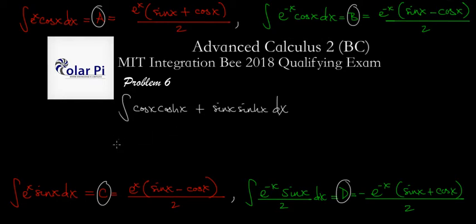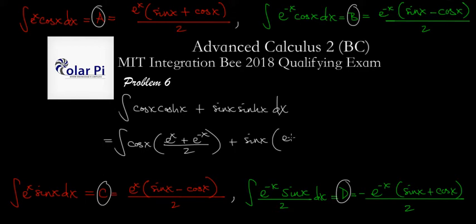And I think it's boring because the minute we rewrite our integral as follows, which is cosh x, where we replace cosh x with what it equals, which is e to the x plus e to the negative x divided by 2, and then plus sinh x times, sinh x is e to the x minus e to the negative x divided by 2, and then of course multiply by dx.